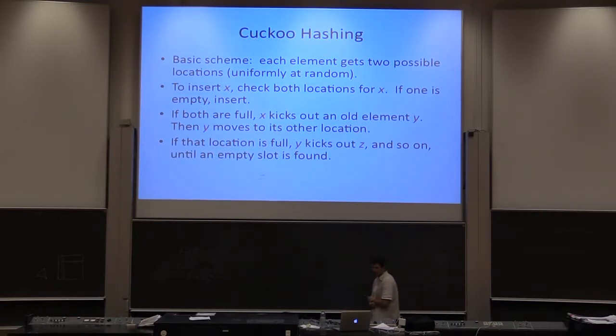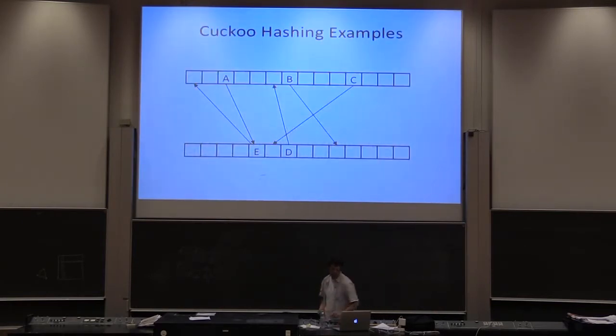Okay? So if I try and put something in and I look at its two choices and they're both full, I say, that's a problem because I only want one thing in each bucket. I'm just going to go ahead and put it in one of those buckets and I'll kick out the item that's there, and it's going to have to go to its other choice. And now it's going to go to its other choice, and hopefully that's empty, but if it's not empty, it will have to kick out the other thing that's there, and so on. All right, so what does this look like?